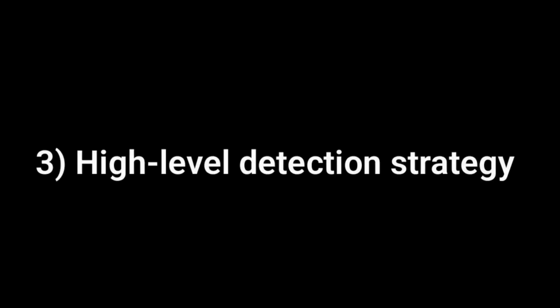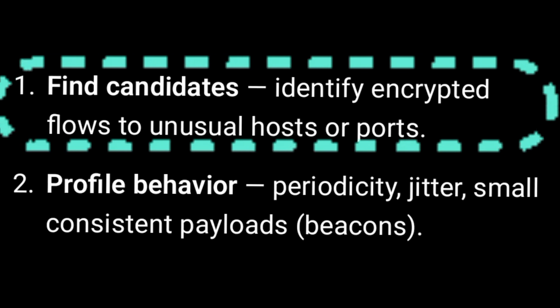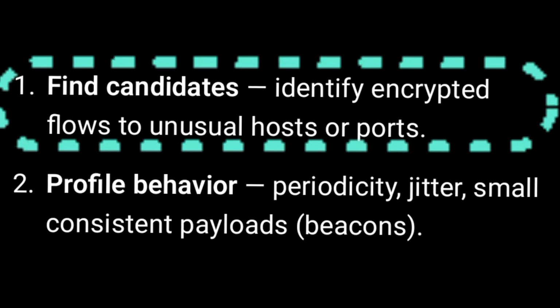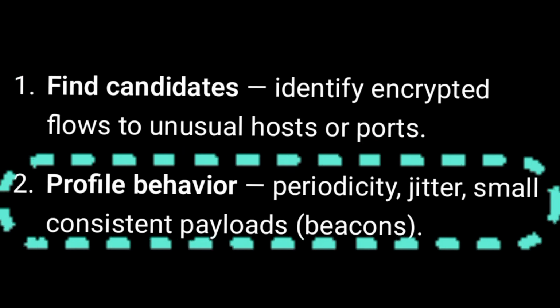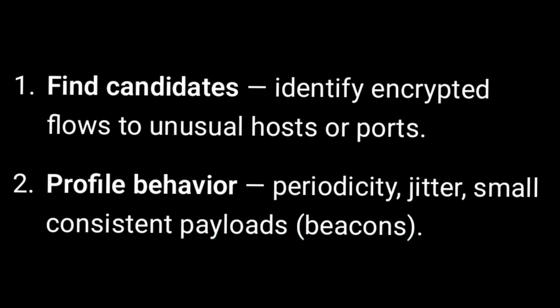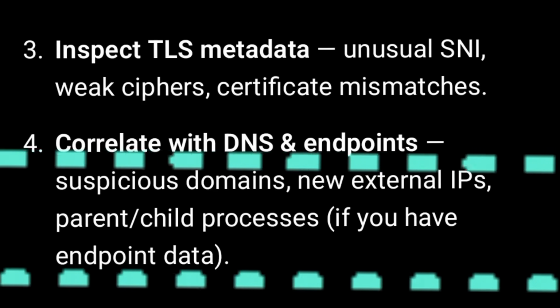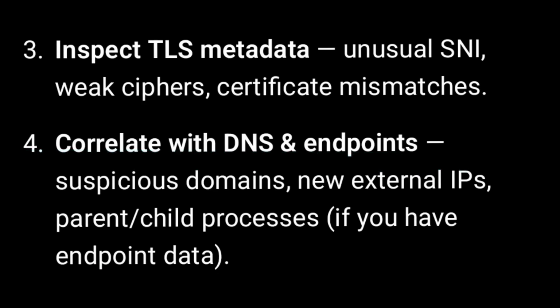3. High-level detection strategy. Find candidates. Identify encrypted flows to unusual hosts or ports. Profile behavior: periodicity, jitter, small consistent payloads, beacons. Inspect TLS metadata: unusual SNI, weak ciphers, certificate mismatches. Correlate with DNS and endpoints: suspicious domains, new external IPs, parent/child processes if you have endpoint data.